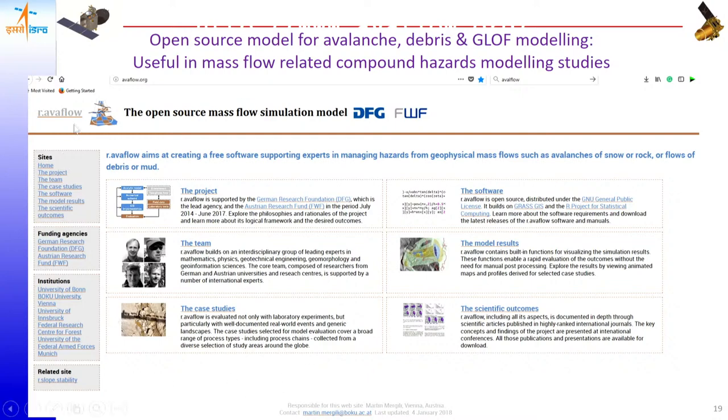So r.avaflow is one of the popular open source mass flow simulation models, which not just simulates avalanches, but can also simulate debris flows and glacial lake outburst flooding. If you have compound disasters, this is one particular model that the research community or agencies interested in modeling such compound hazards can make use of. Some recent publications, like the Chamoli disaster of 2021, have also used this model for compound disasters.